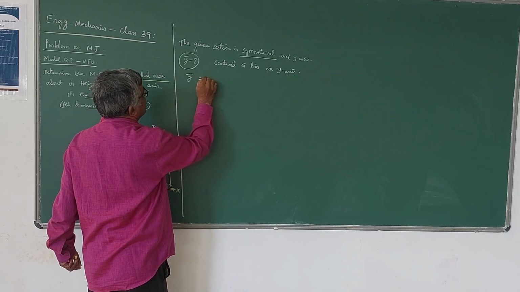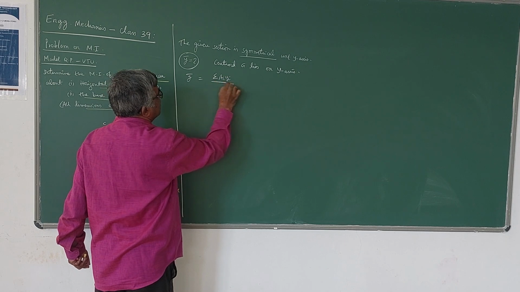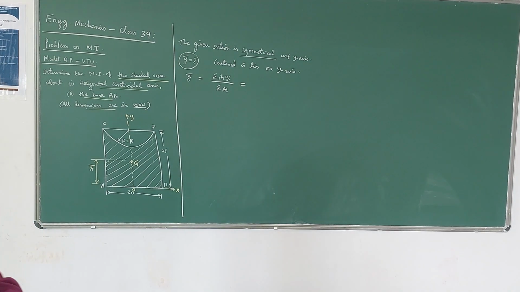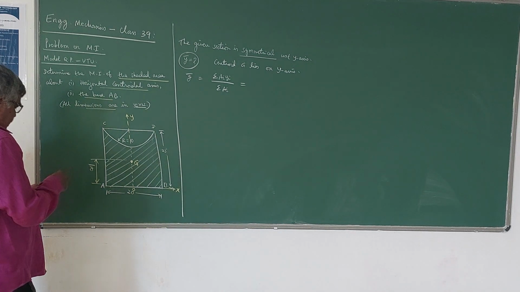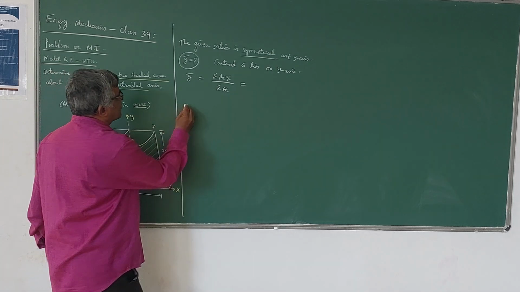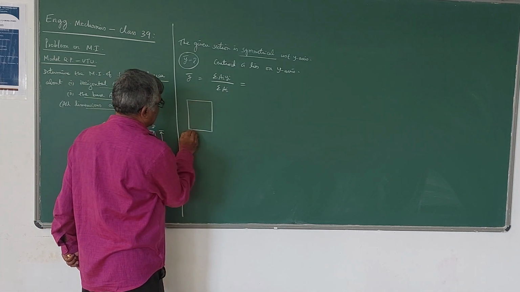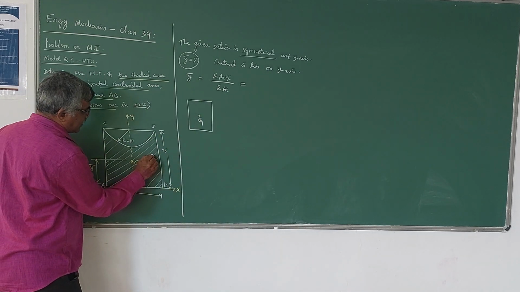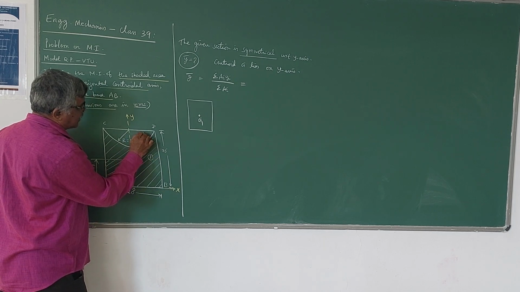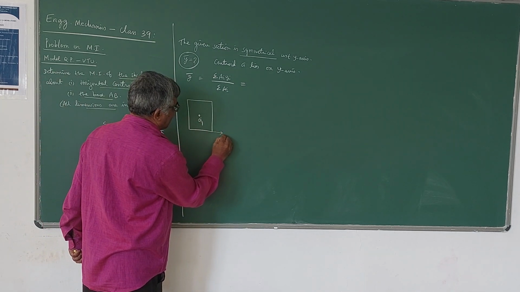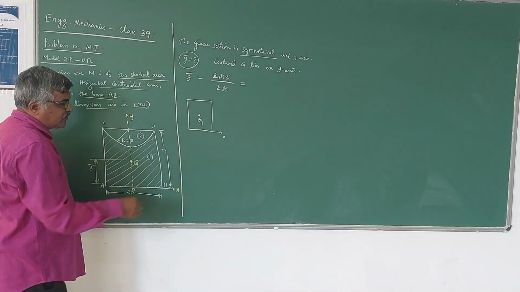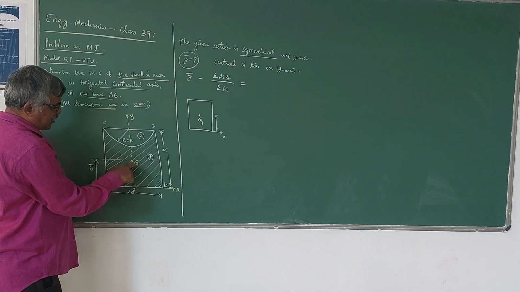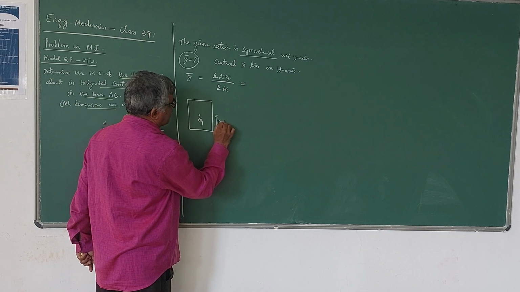So you know that y bar is summation ai yi divided by summation ai. Here there are two simple sections. One is the rectangle, the second one is the semicircle. The centroid of the rectangle portion will be exactly at the center. I will take the rectangle as 1, semicircle as 2. I will take this as the x-axis now, the bottom end of the rectangle. The distance from here to here is 25 divided by 2, which is 12.5 centimeters.